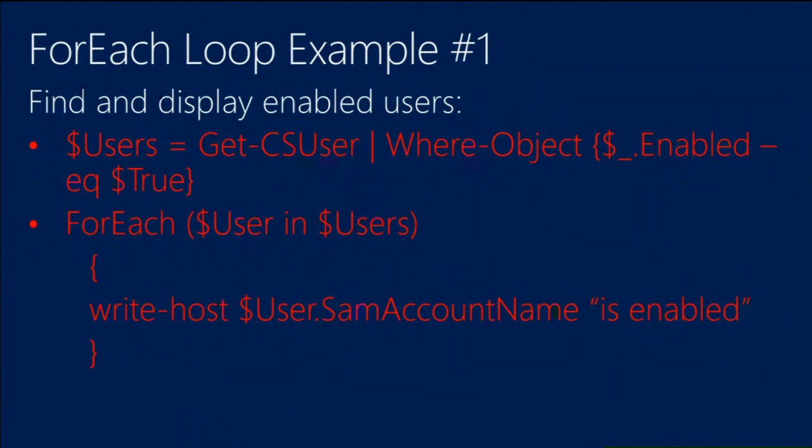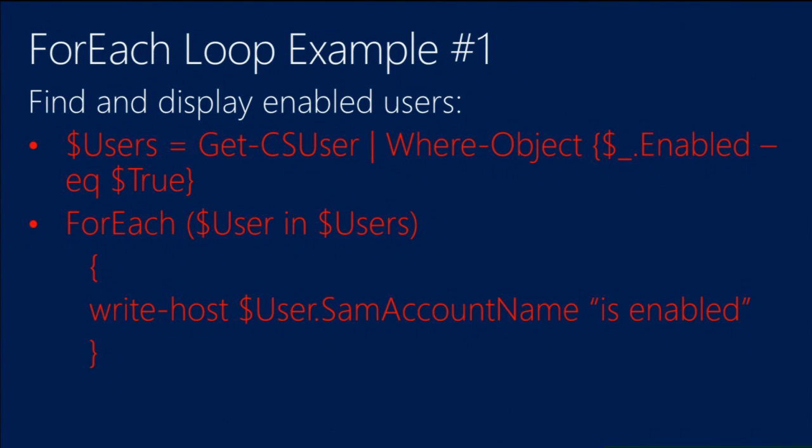So now we're actually getting on to how a for each loop works. So we start off rather simple here, and then we'll just build up into some more technical ones. So in this example, we're just creating a variable of basically we're going to find and display all the enabled users we have in Lync. So we do a simple Get-CsUser, but then we also do a filter on that to only search for the enabled Lync users.